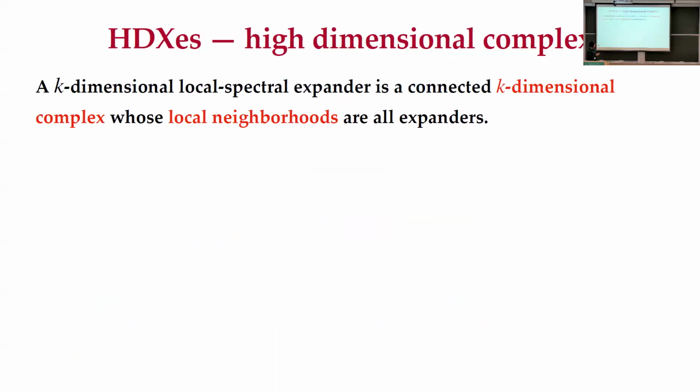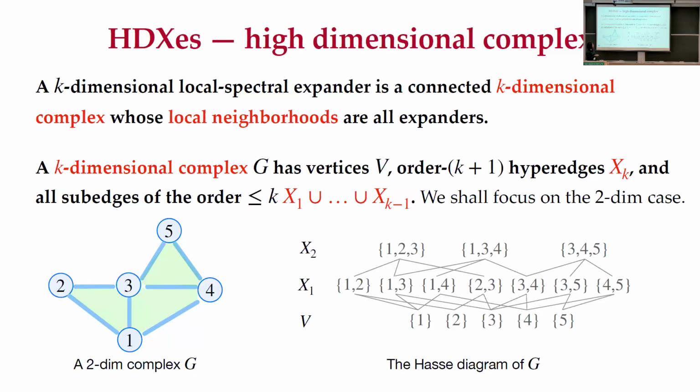The definition I'll be using is called local spectral expansion. A k-dimensional local spectral expander is a connected k-dimensional complex whose local neighborhoods are all expanders. A k-dimensional complex, essentially, let's think about it as a uniform k+1 hypergraph. It's defined by some vertex set V, a set of order k+1 hyperedges we denote X(k), and also all the sub-edges contained in these order k+1 hyperedges. I'll call these sub-edges X(1) through X(k-1).